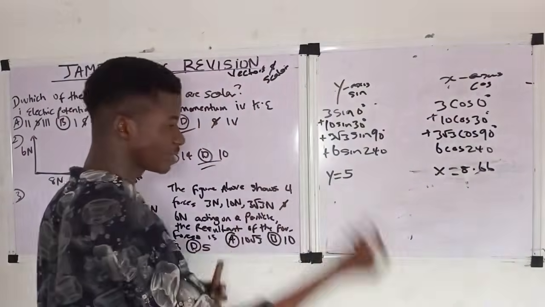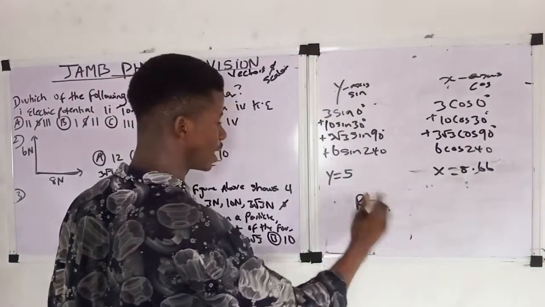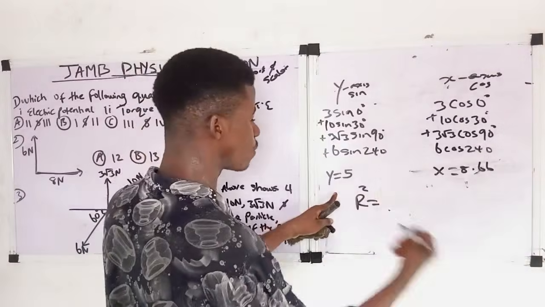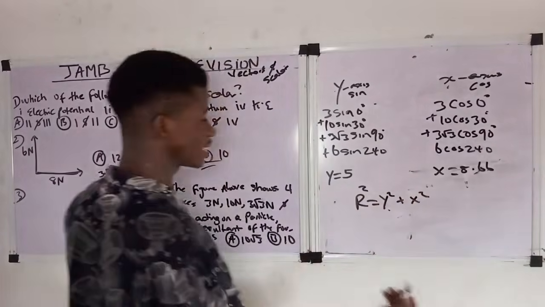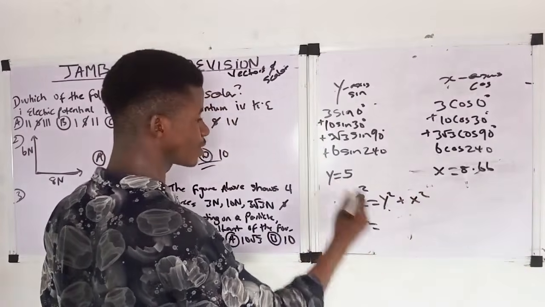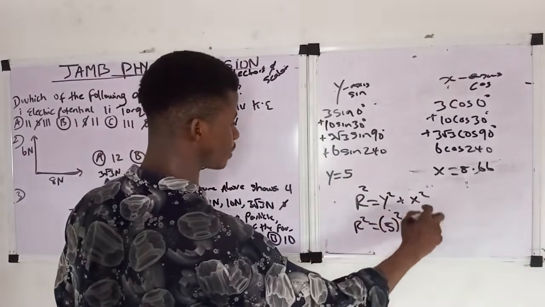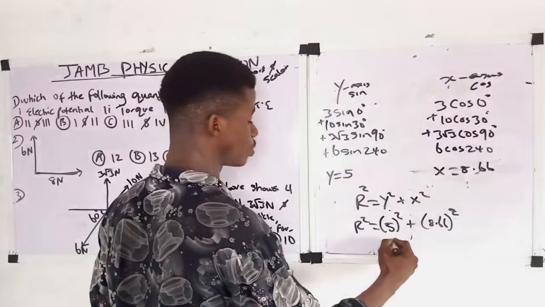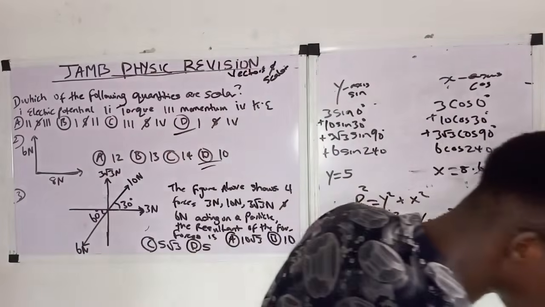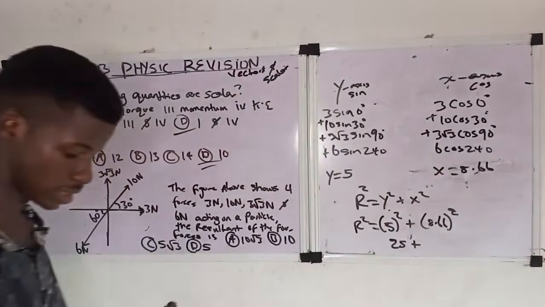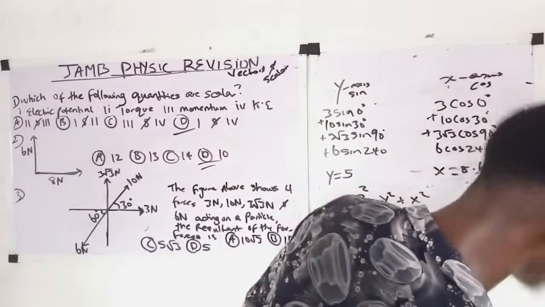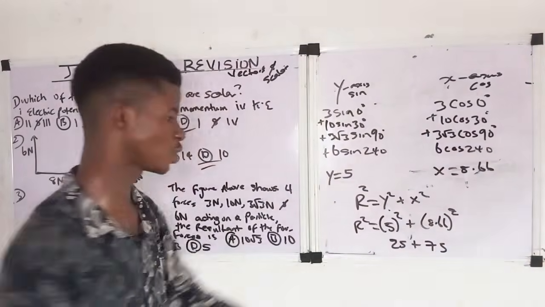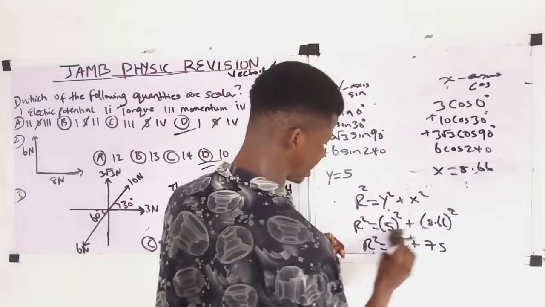We are looking for the resultant, using the Pythagoras theorem: r squared equals a squared plus b squared. Since we are dealing with y and x, r squared equals y squared plus x squared. y is 5, then the square. x is 8.66, then the square. The square of 5 is 25, then plus the square of 8.66, which is 74, approximately 75. So 25 plus 75 will give us 100.